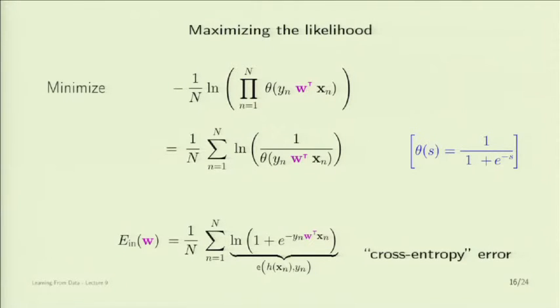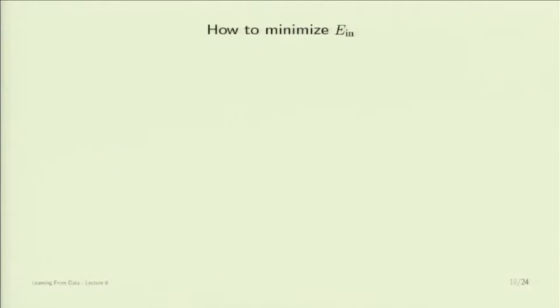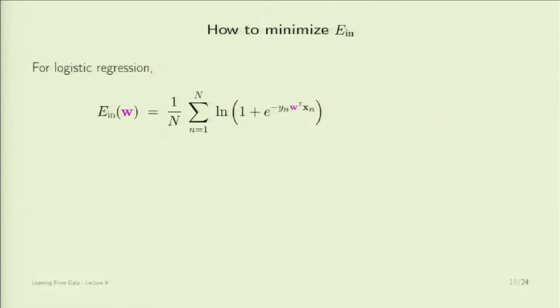Now we have defined the model, and we have defined the error measure. The remaining item is the learning algorithm. I know the error measure, I just want to minimize it. How can I do that? It's an easy question. If you look at logistic regression, we have just developed the error measure for it. So now I have this function, and I want to minimize it with respect to W.